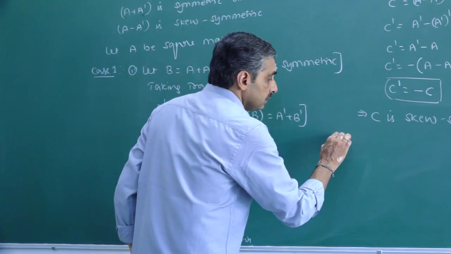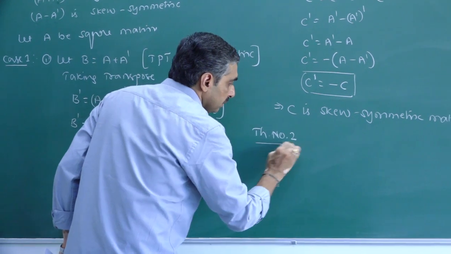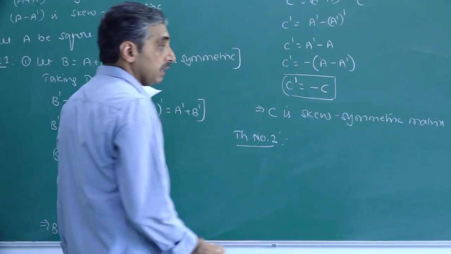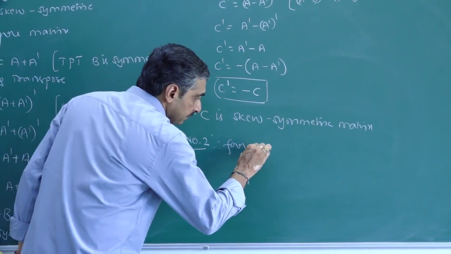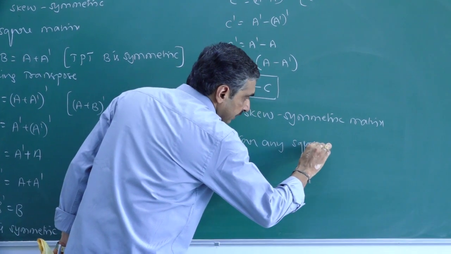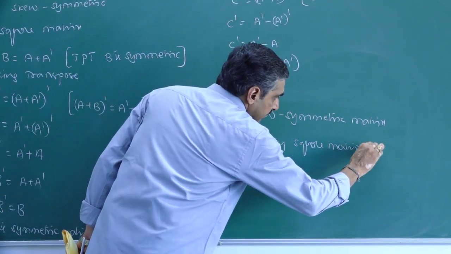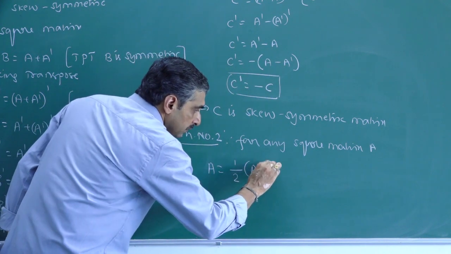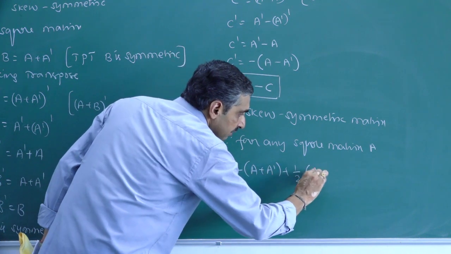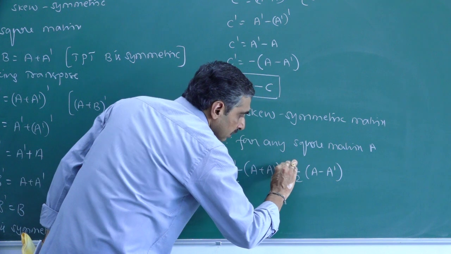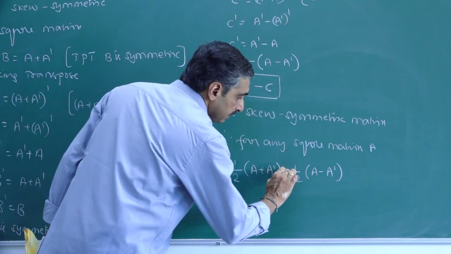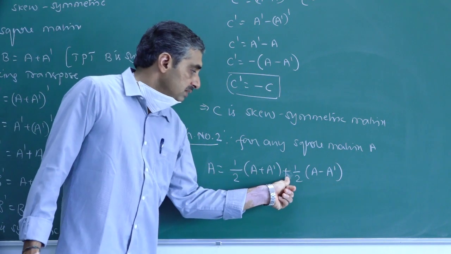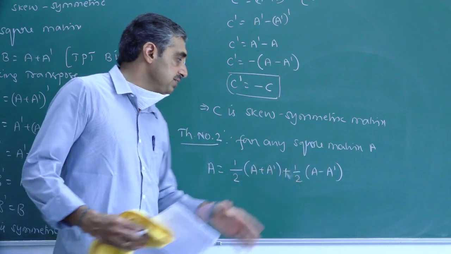The second theorem, this is only the statement. Theorem number 2: any square matrix A can be written as A is equal to half into A plus A dash plus half into A minus A dash. This problem is very important on this property. Any square matrix can be written as a sum of symmetric and skew symmetric.